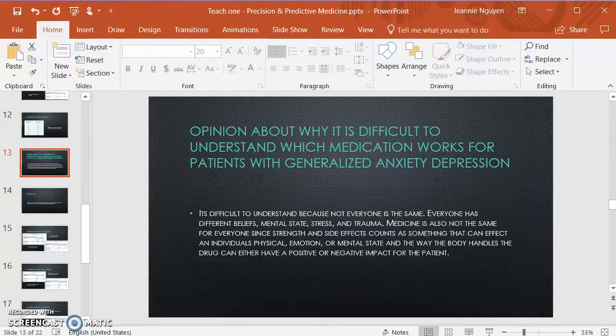So why is it difficult to understand which medication works best for patients with general anxiety depression? It's difficult because not everyone's the same. Everyone has different beliefs or stress, and medicine also is not the same. They have different strengths and side effects that can affect someone more than the other. And the medicine can have either a positive or negative impact for one patient while for the other, nothing happens.